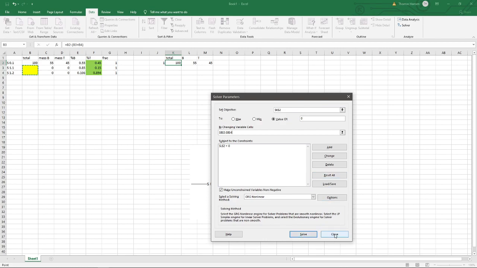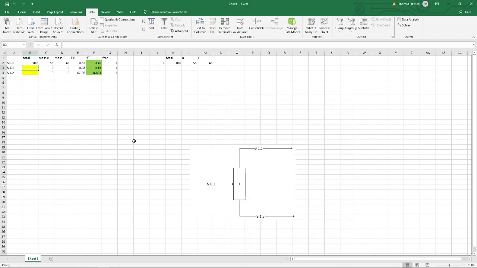Oh no, hang on. Before I do that, it's often a good idea to give Excel some values in all of these cells. It can sometimes mess up a bit. So we'll just put some values into those 2 cells.